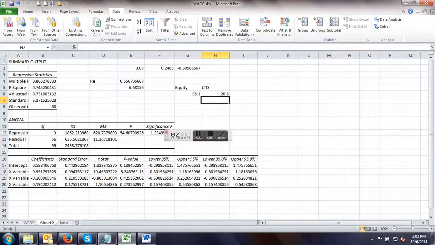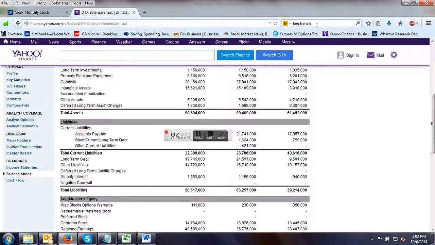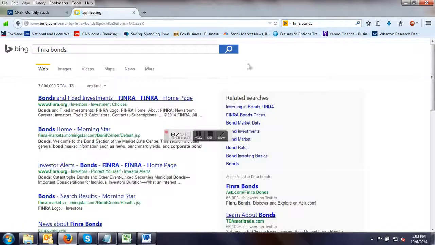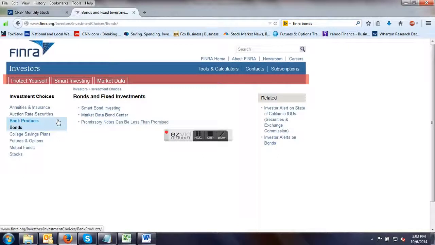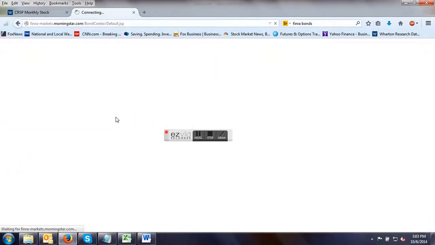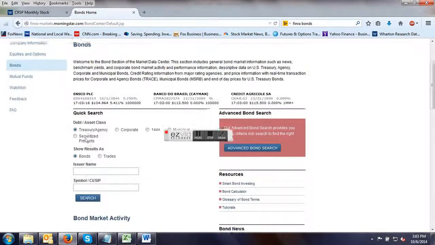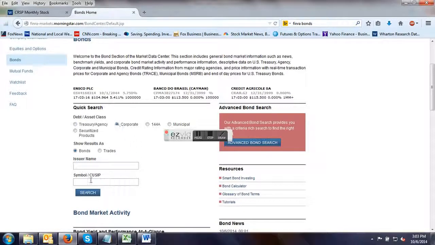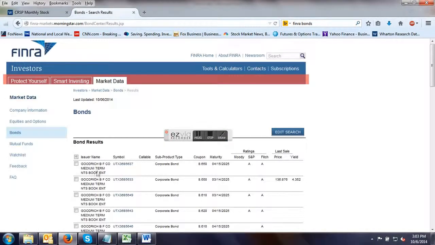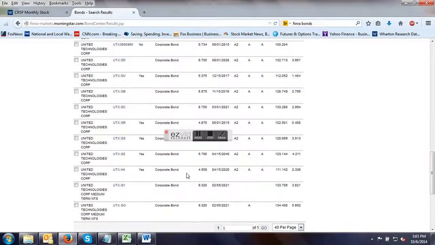To get the required return on bonds, you're going to come up here and say FINRA bonds, and we'll just click on this. This is the FINRA website for bonds. What we're interested in is the data center. And I want corporate bonds. I'm going to enter the ticker symbol, which is UTX. We're going to search on them. So here are all the bonds for UTX. There's quite a few of them.